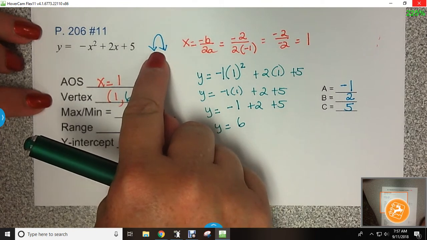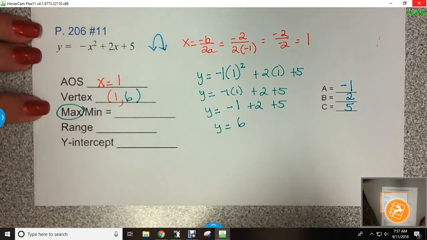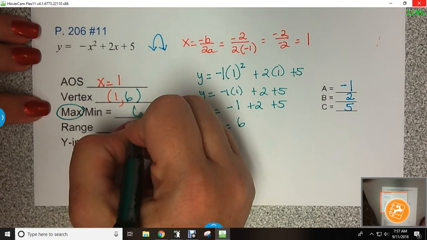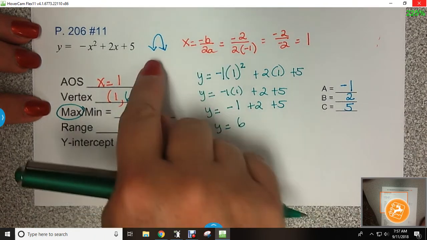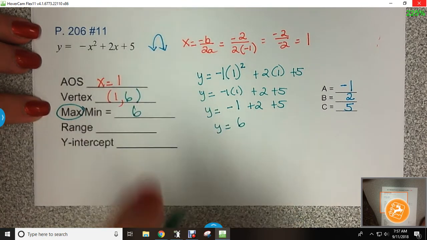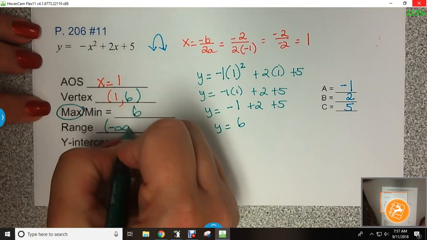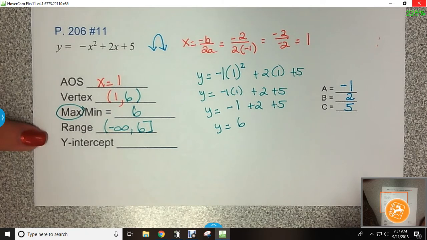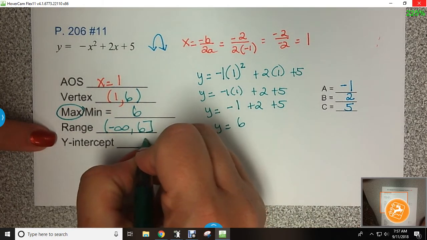Because this opened upside down, it's going to have a maximum, and that maximum comes from the y part of the vertex. It is a 6. And my range, because it opens upside down, it's going to start all the way down at negative infinity and go up until I get to 6. So my range is negative infinity to 6 with a bracket on the 6. And then the y-intercept, real quick and easy, is 5.